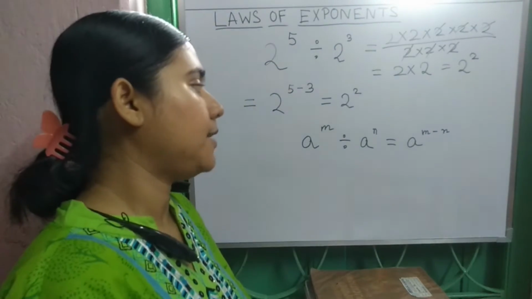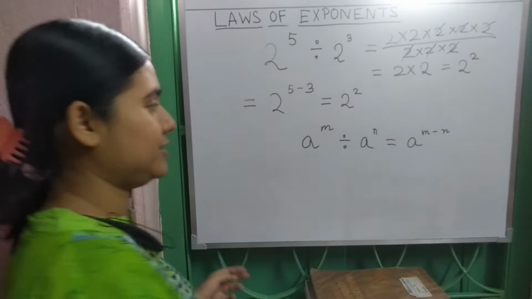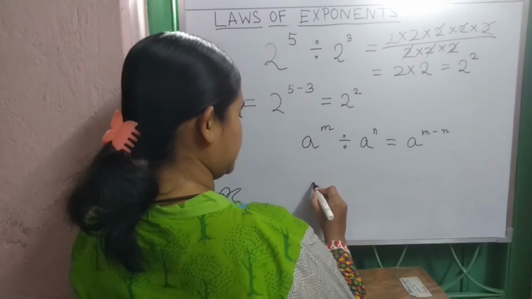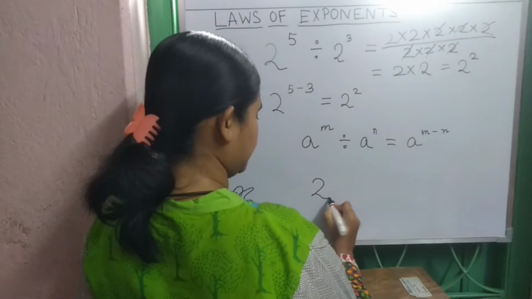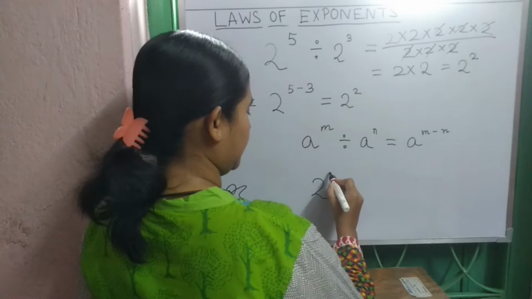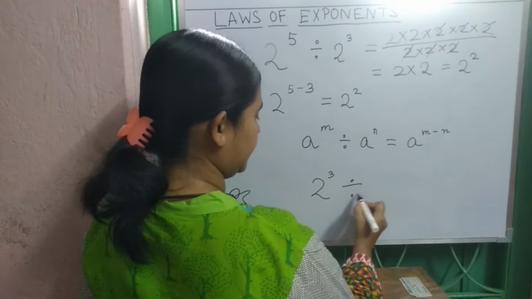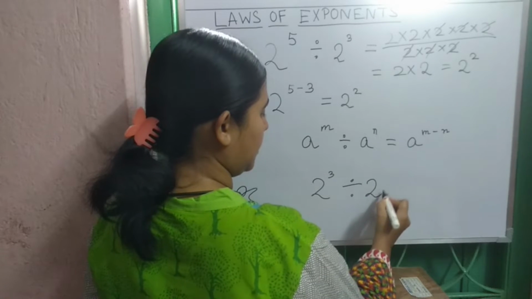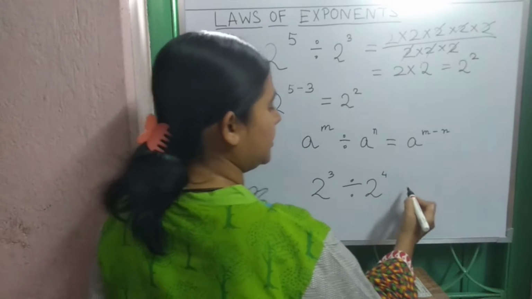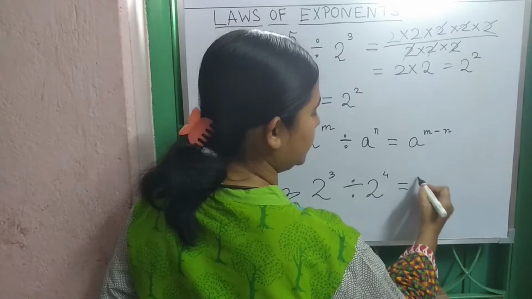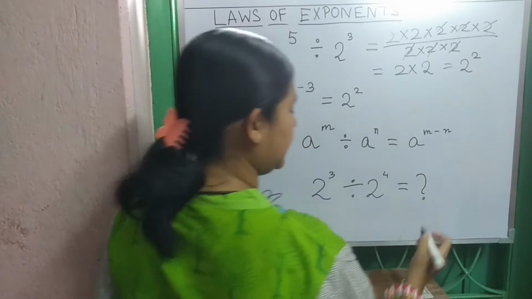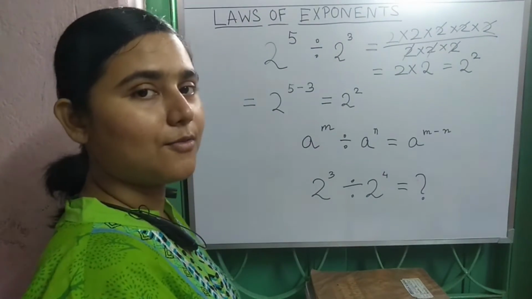Now I am going to give you a question. Suppose 2 to the power 3 divided by 2 to the power 4, then what will be the answer in exponential form?